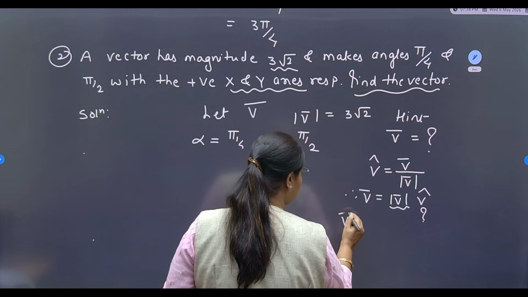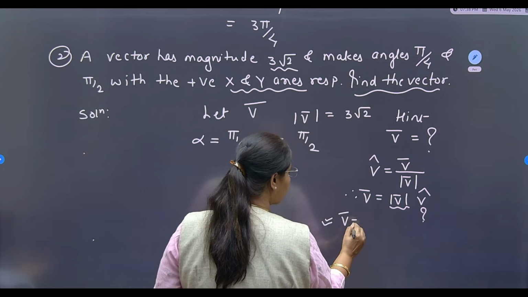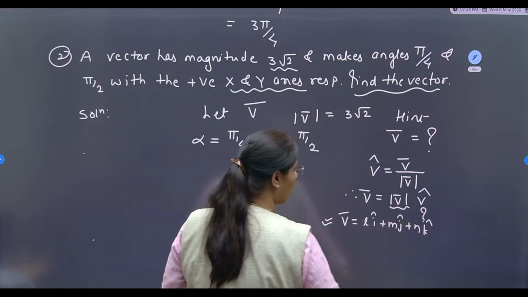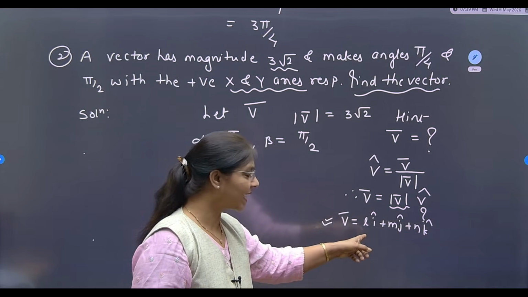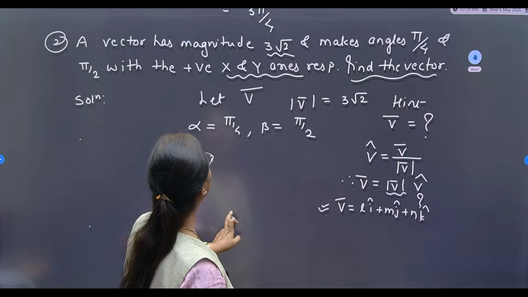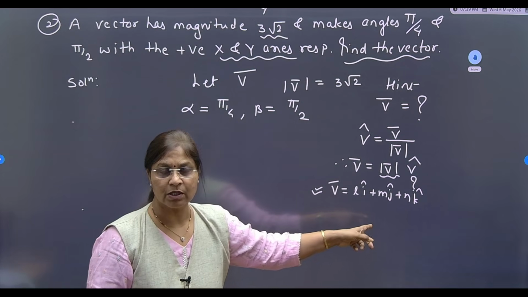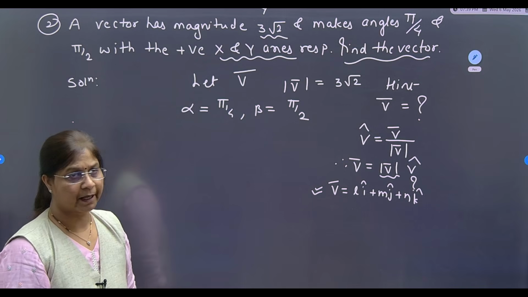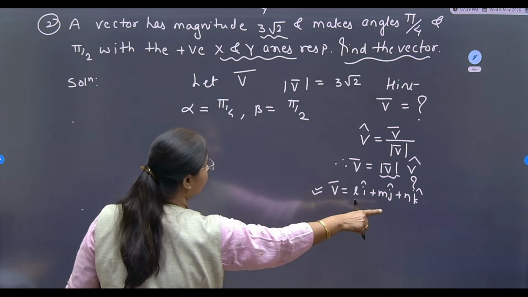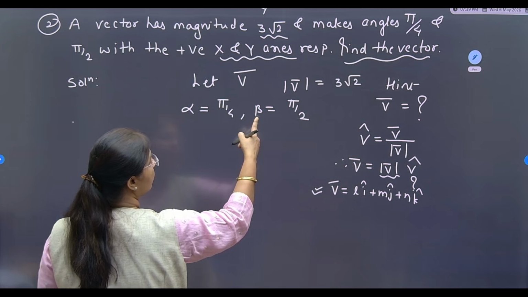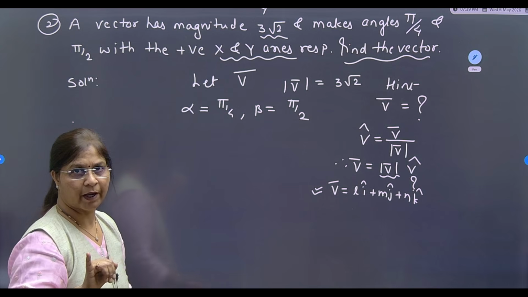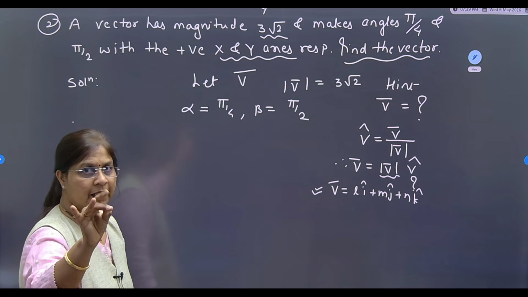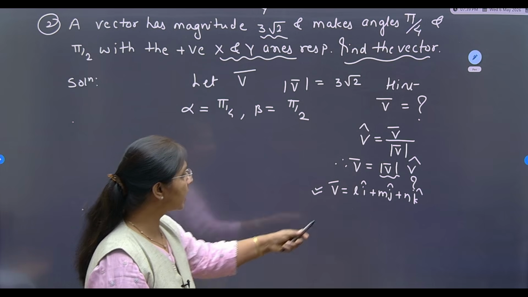V cap is equal to L i cap plus M j cap plus N k cap, where L, M, N are the direction cosines. Therefore, first we have to find L, M, N. The steps are: to find L, M, N, alpha is given, beta is given, first we have to find gamma. Step number 1. Step number 2, then we find L, M, N by cos alpha, cos beta, cos gamma.